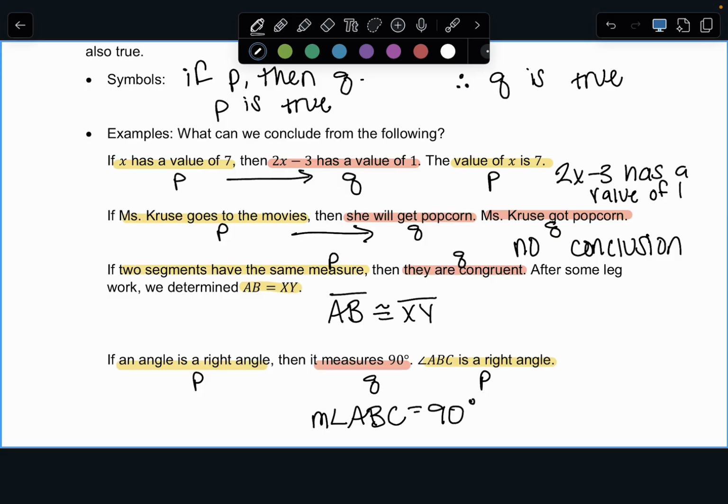Questions on the law of detachment. You plug your hypothesis in, you follow it through to the conclusion. Put those away.